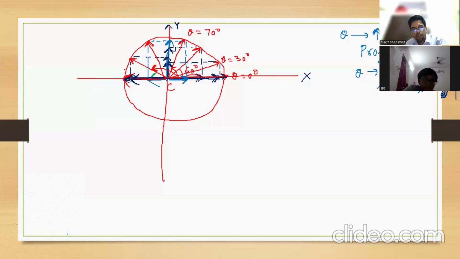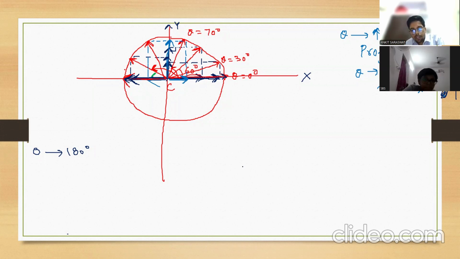So you can check when you are moving from 0 to 180 degrees. When you are increasing theta from 0 to 90 degrees, you can check that when theta is 0, the projection length on the x-axis is more. When you are increasing theta, the projection length on the x-axis is going to decrease. Then if you are going more than 90 degrees, the projection length on the x-axis is going to increase.